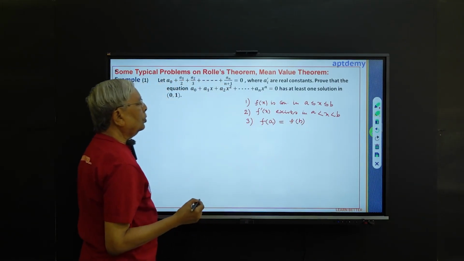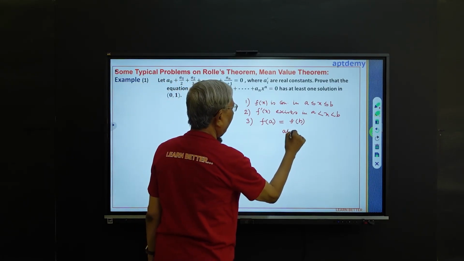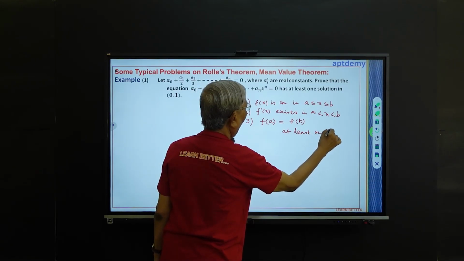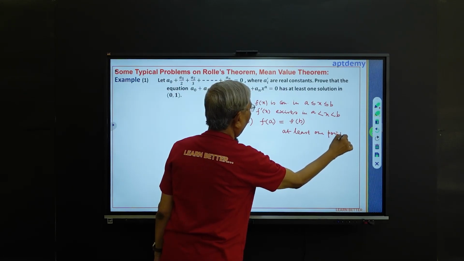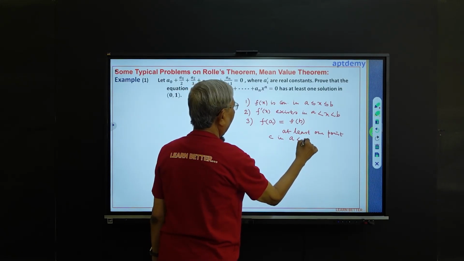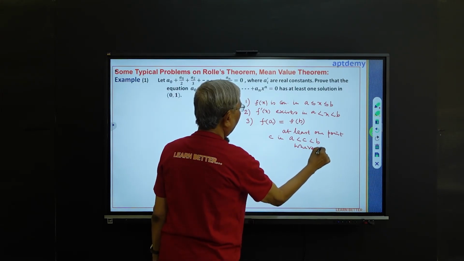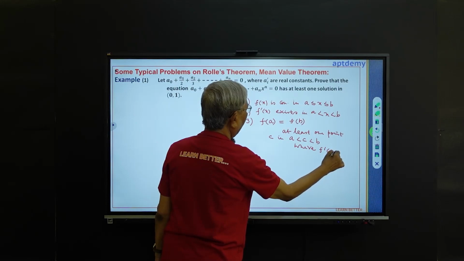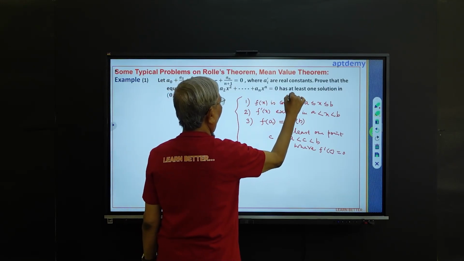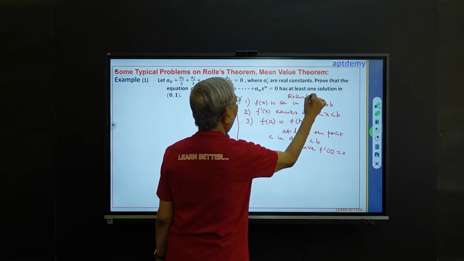If these conditions hold, then there must exist at least one point c in a less than c less than b, where f dash c equals 0. This is the statement of Rolle's theorem. So how do we apply this theorem?